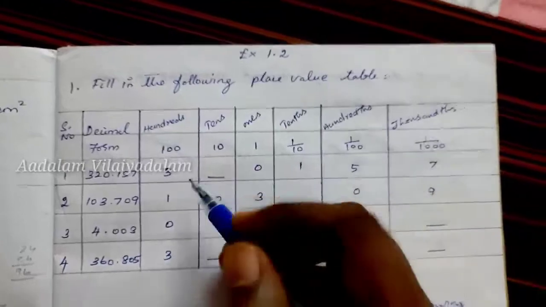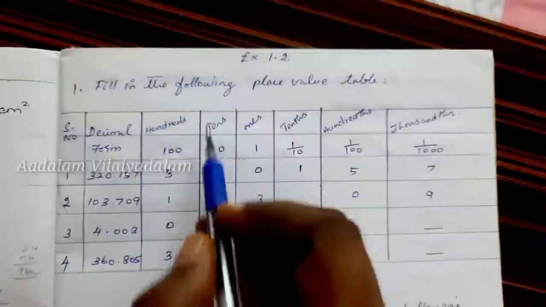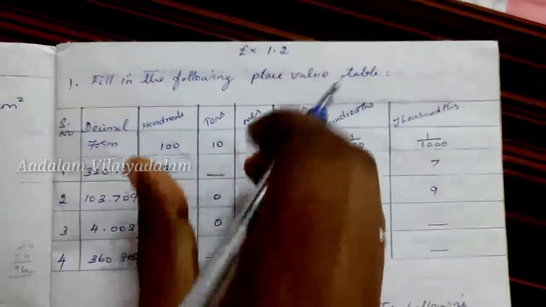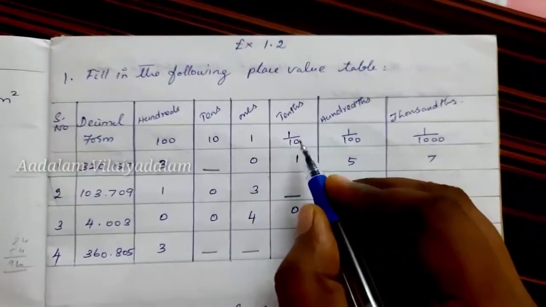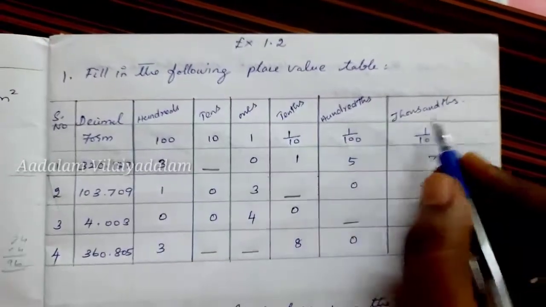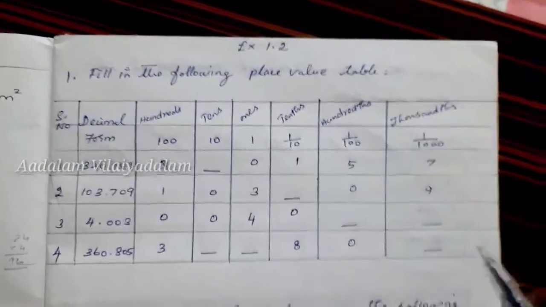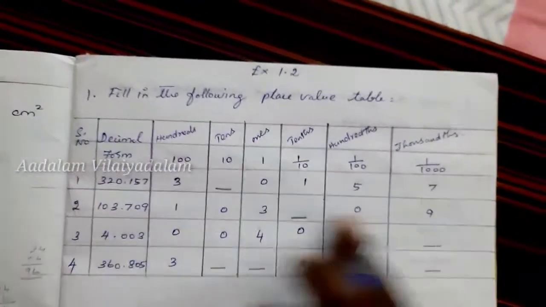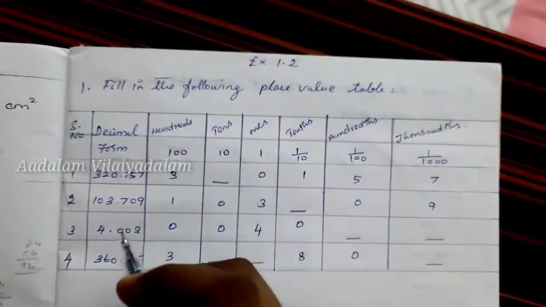Here they have given the table in the question itself: the hundreds value, tens value, ones value. Usually we write the whole part with the place values 1, 10, 100. What about the fractional part? We will write it in the tenths, hundredths and thousandths values, that is 1 by 10, 1 by 100 and 1 by 1000. Now we are going to fill the values from the decimal form.